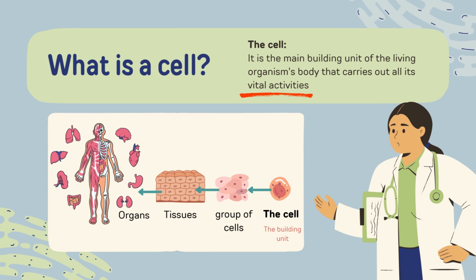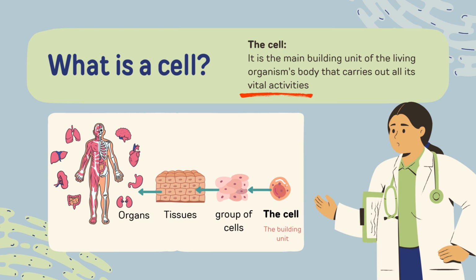This is the first part: the cell is the main building unit of the living organism's body that carries out all its vital activities. This is the function of the cell, as it does all the vital activities. Vital activities means the life process activities, like what? Like growth, like respiration. Which part is responsible for doing these vital activities? The answer is the cell.